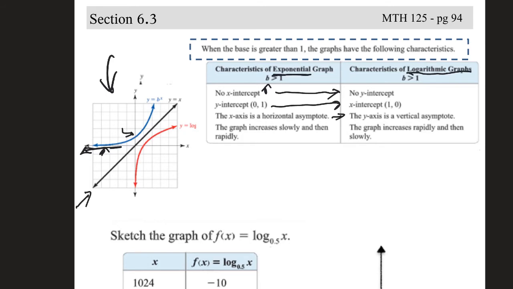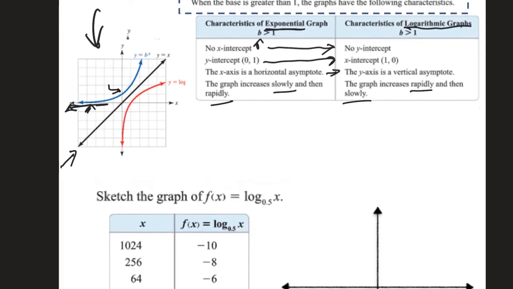And then this says the graph increases slowly, then rapidly. Well, for the other one, the graph increases rapidly and then slowly. A lot of opposites. It's not always like that. Every now and then you'll have something that doesn't do what you think it's going to do, but for the most part, it's really interesting, all of the parallel features that we have for the original function and its inverse.